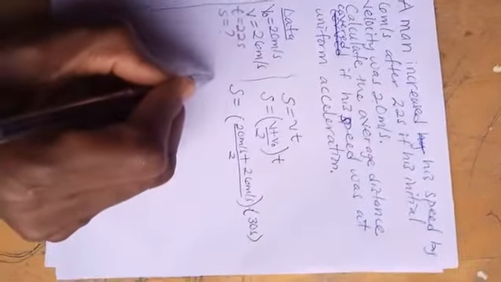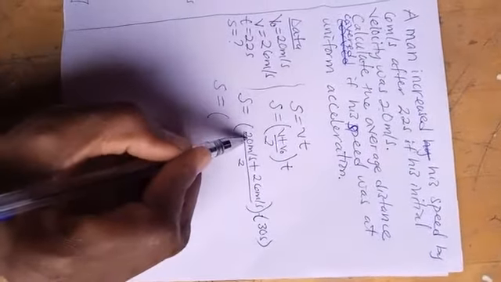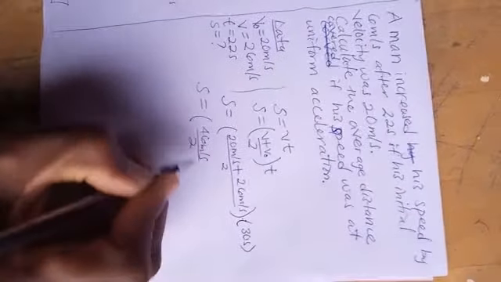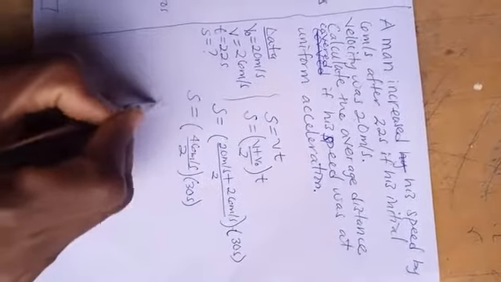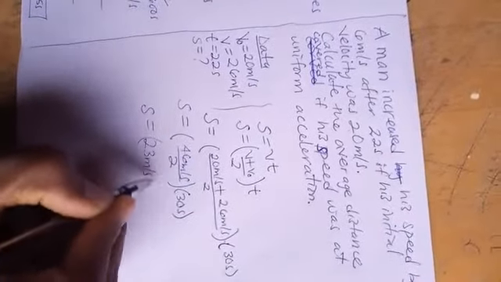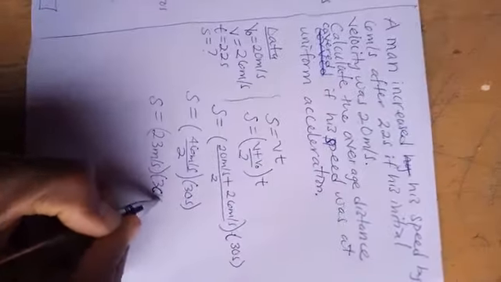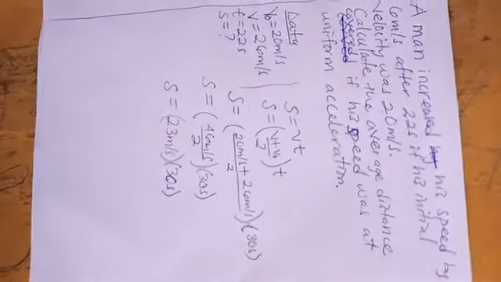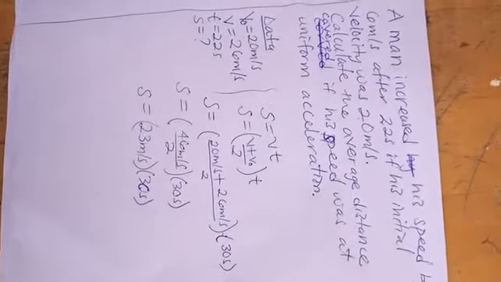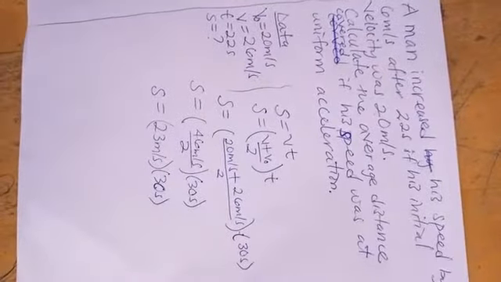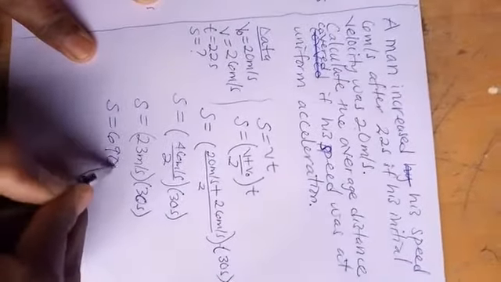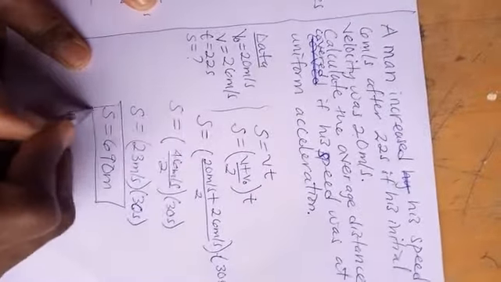So s is equal to 20 plus 26, which gives us 46, over 2, times 30 seconds. 46 divided by 2 gives us 23 meters per second times 30 seconds. Let's do our multiplication: 23 times 30 gives us 690. So this is the distance traveled.